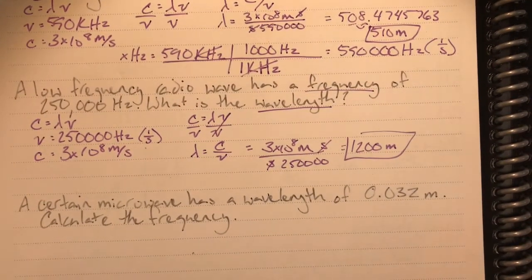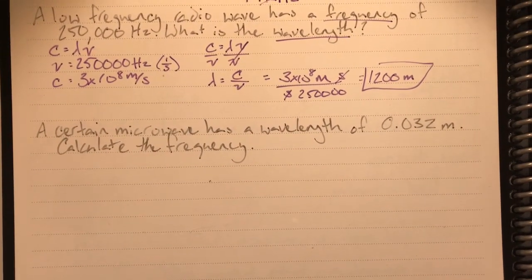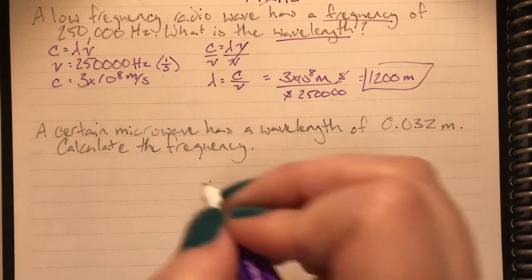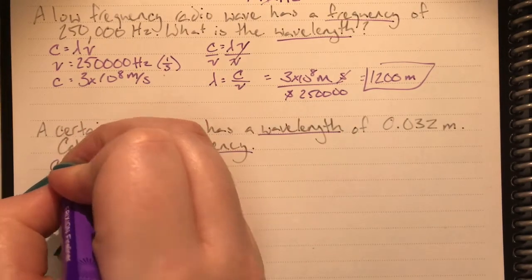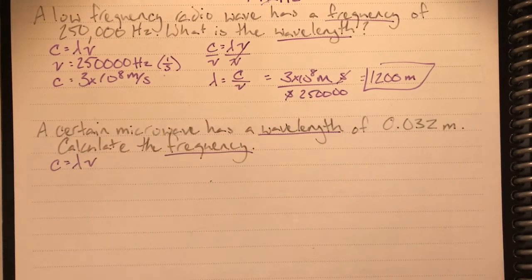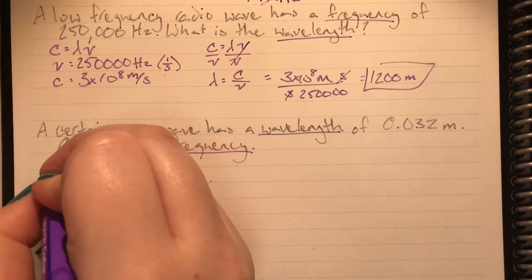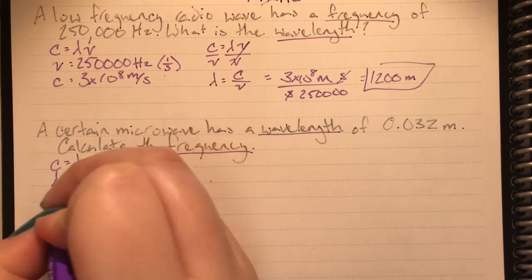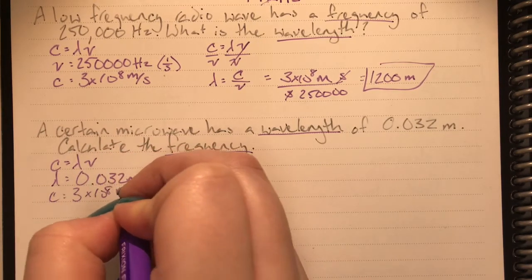Very last problem that I will need to do. I have that a certain microwave has a wavelength of 0.032 meters, and I'm asked to calculate the frequency. So I have wavelength and frequency. The relationship between wavelength and frequency is c is equal to lambda nu, where my wavelength is equal to that 0.032 meters, and my speed of light is equal to 3 times 10 to the 8th meters per second.